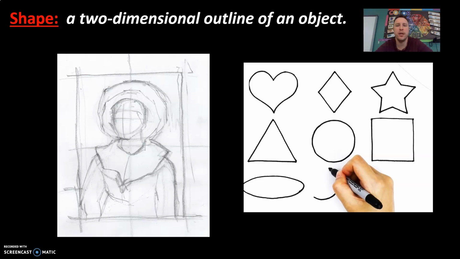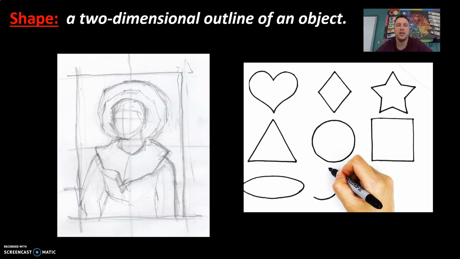We all know what a shape is, such as a square, a triangle, or a circle, but the actual definition that I need you to write down for today's entrance ticket is that a shape is a two-dimensional outline of an object. So it's not just the basic geometrical shapes that we've learned in elementary school. It's any shape, any closed outline of something.